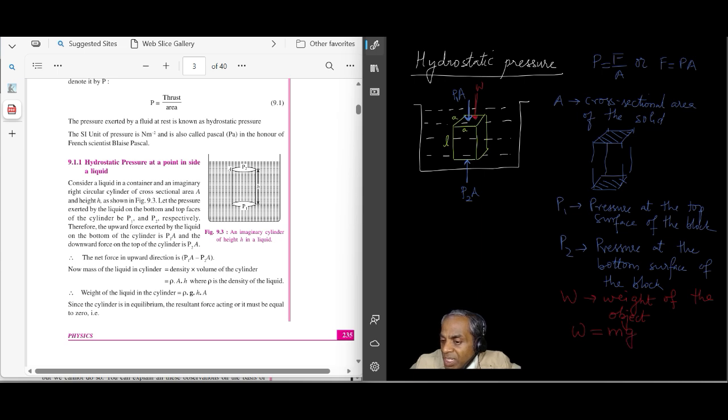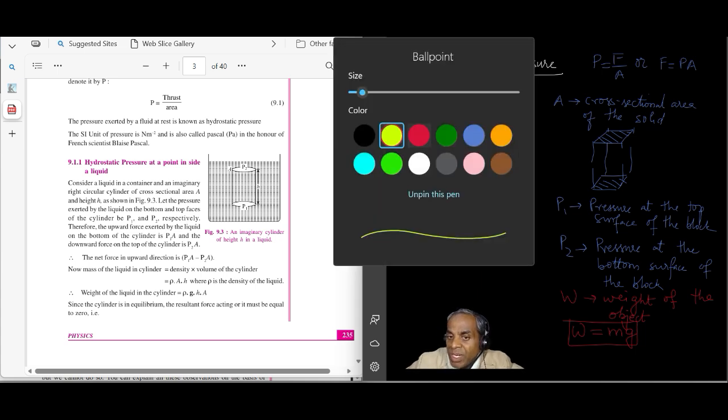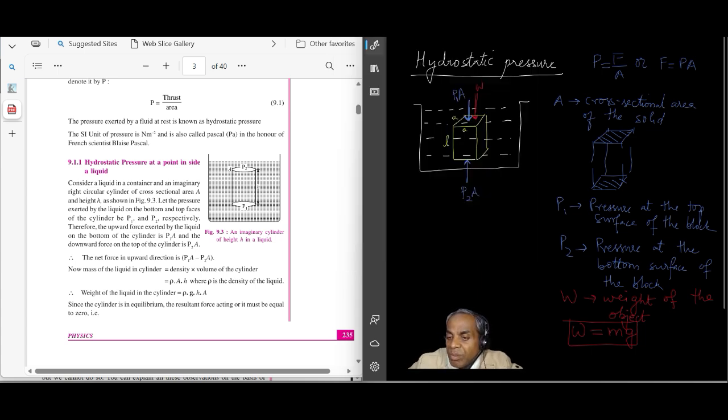In this case, acceleration is the acceleration due to gravity g. So weight is nothing but mg. Now we will write the equation comprising the balance or equilibrium of forces. So we have P1A plus the W, both acting at the top and trying to push the block down. They are equally balanced by P2A at the bottom. Otherwise, the object would have moved downward. So it is not moving downward or upward. So we are having this equilibrium.